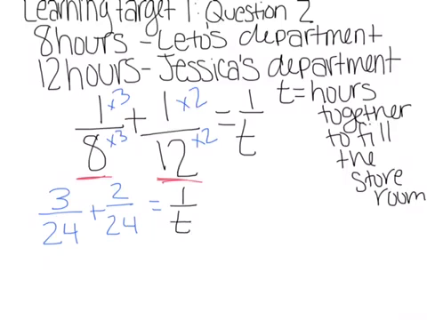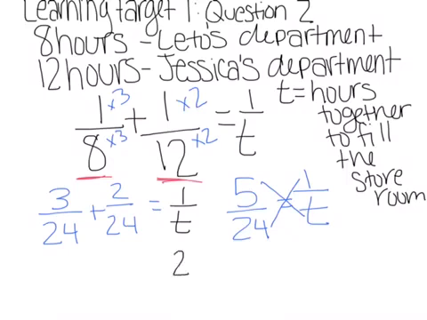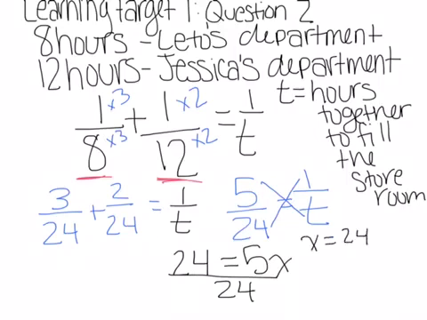So the next step is you're going to add them. So it's going to equate to 5 over 24 equals 1 over T. And from here, you're going to cross multiply and divide, which means that you're going to multiply these two, and you're going to multiply these two, which means 24 equals 5x. And you want to isolate the variable x, which means you're going to divide by 5. Sorry, x equals T.